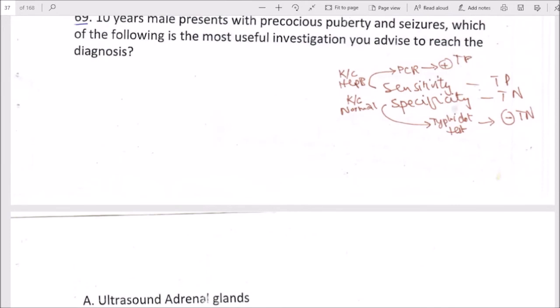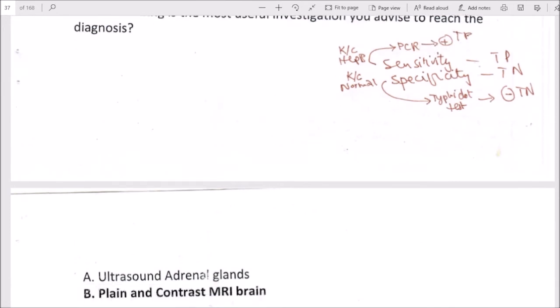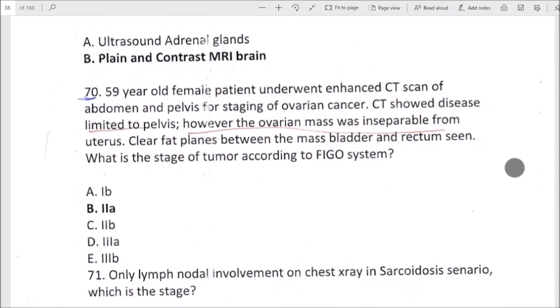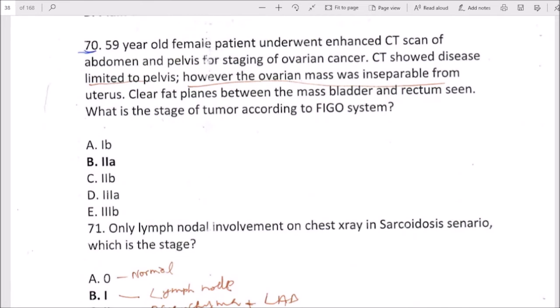Now, these are about sensitivity and specificity, but IMM is not important. Part 2. 70. A 9-year-old female patient underwent contrast CT scan of abdomen and pelvis for ovarian cancer. She showed disease limited to pelvis, however, the ovarian mass was inseparable from the uterus. Clear fat plane between the mass, bladder, and rectum seen. What is the stage of the tumor according to FIGO?